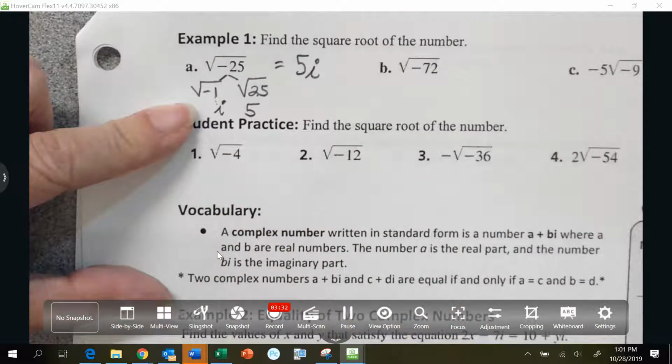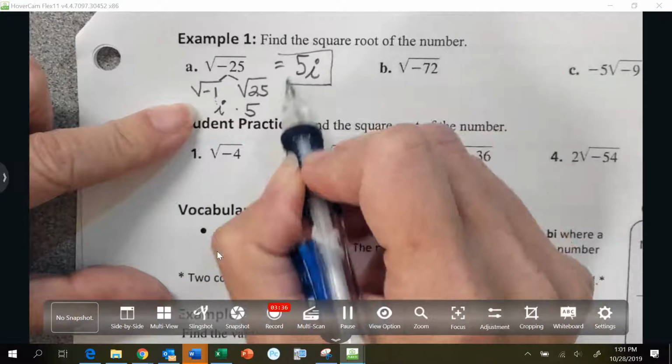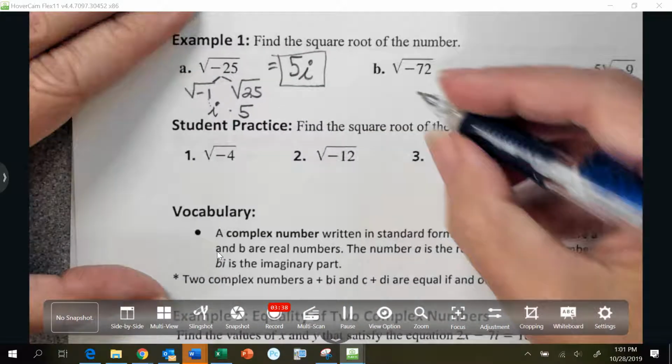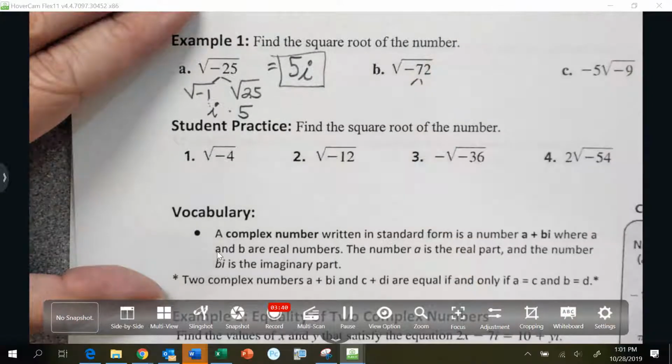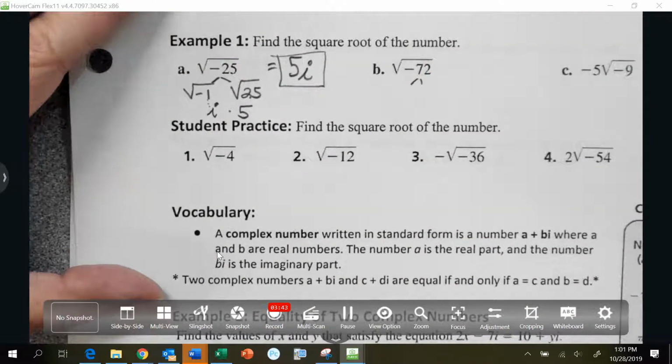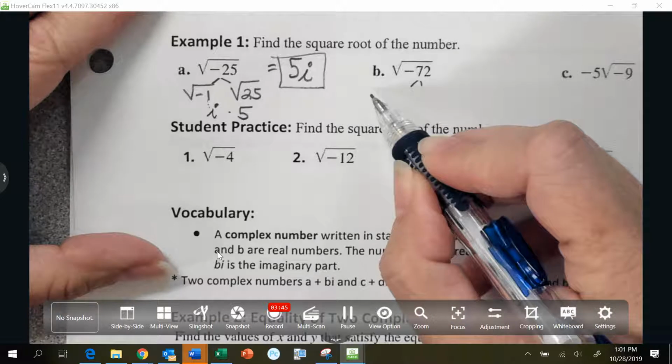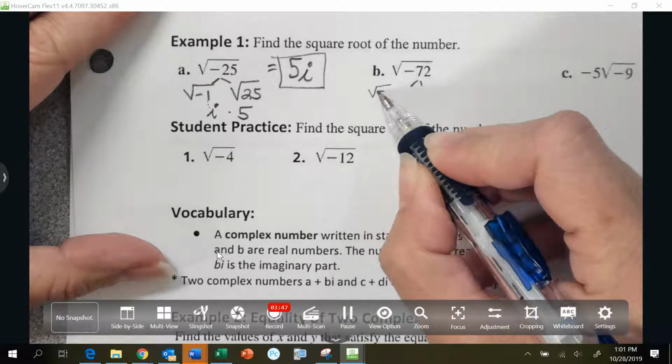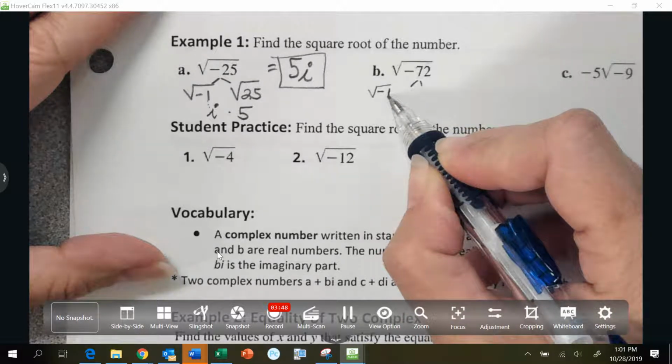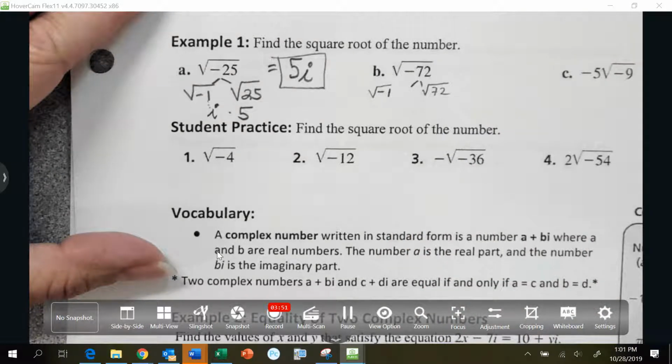You always write the number in front of a letter. They're multiplied together. You have to do a cursive i. Okay, for the square root of negative 72, the first thing I would think would be square root of negative 1 and square root of something.